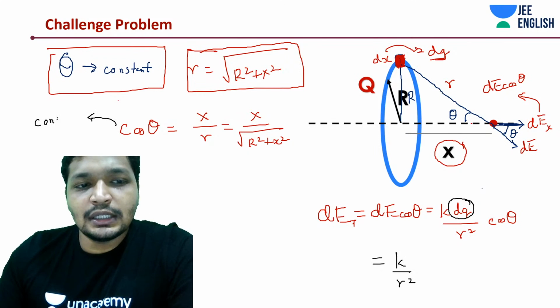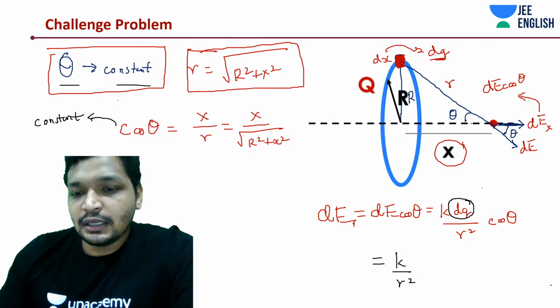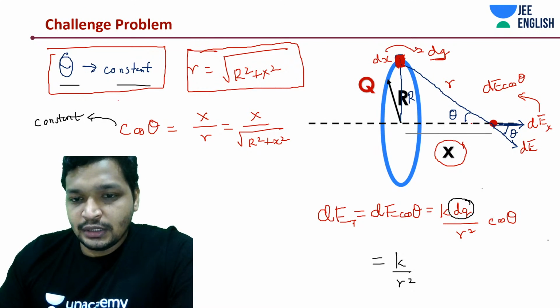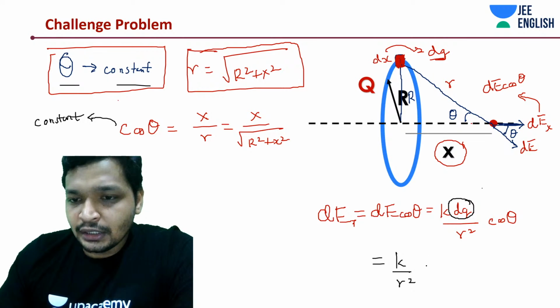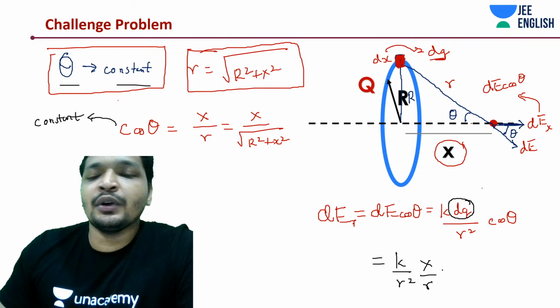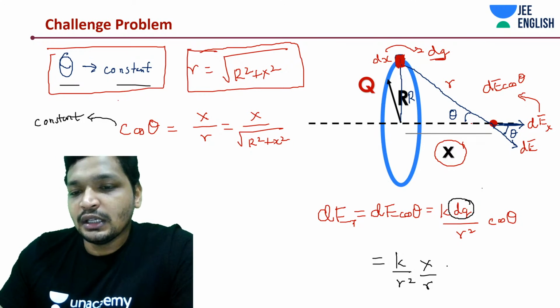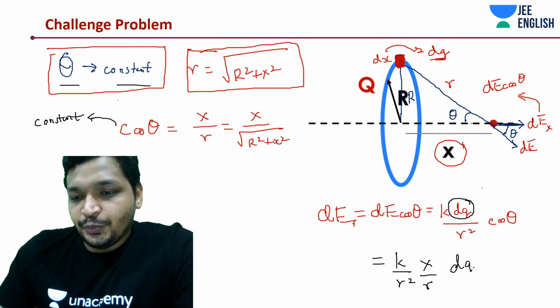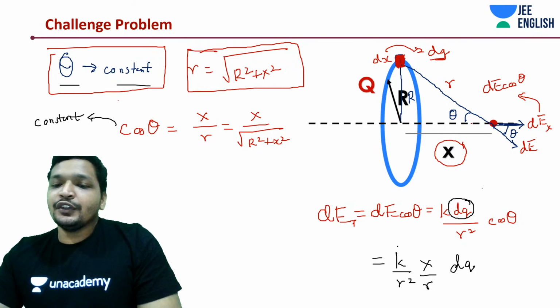This is constant. Theta is constant. This is k by r square into x by r. I'm writing it down for now as x by r; we'll finally substitute the value. dq, this is integrated. Integrating dq will give you q.